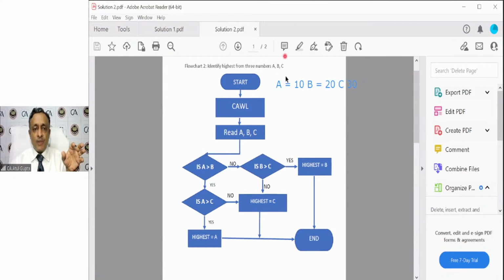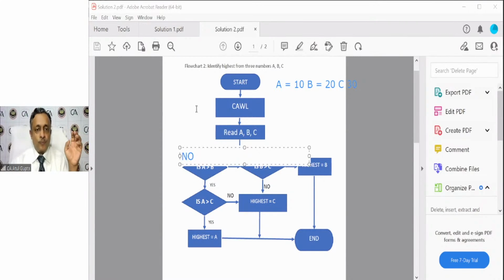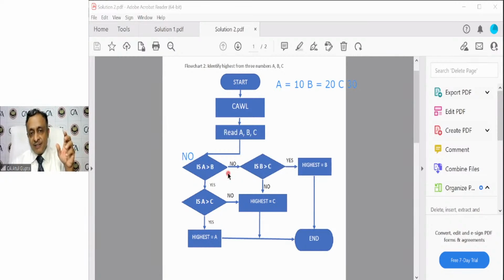Now, this decision is comparing the value of A to B. Is A greater than B? We'll write the result here. In this step, the answer is no. So this decision is no. That means when the answer is no, the program has to flow in the direction of no. One decision we have used, and now we are flowing in the direction of no.